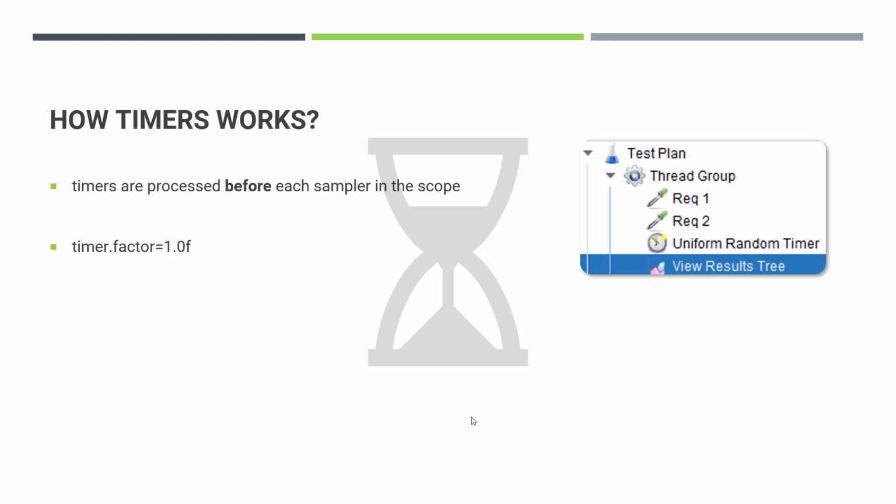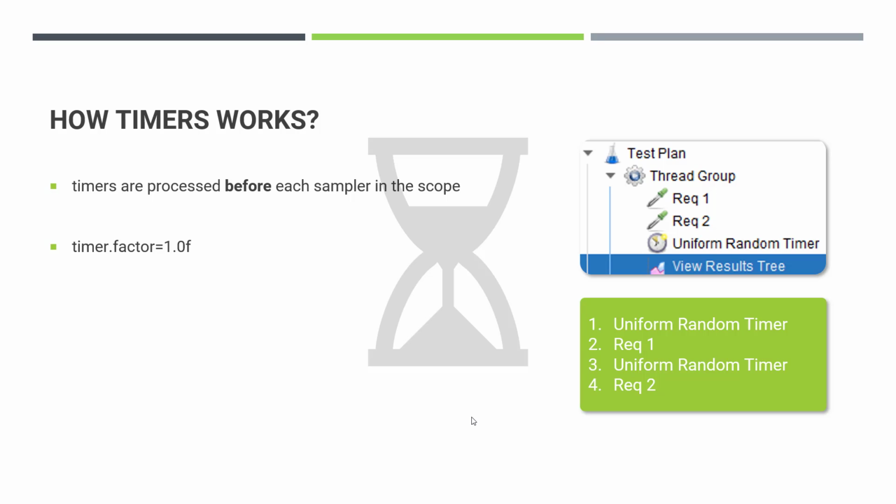So here I have a simple test plan with two requests, request one and request two, and I have a uniform random timer attached to the thread group. In this case, the first element it will execute is the uniform random timer. Then it will execute request one, then it will execute the timer again, then it will execute request two at the last. So this is how it works in JMeter.